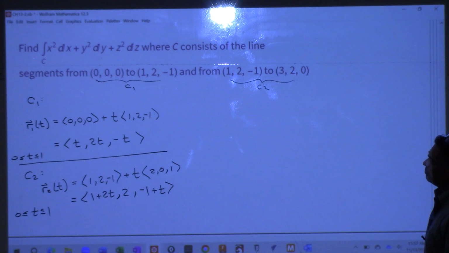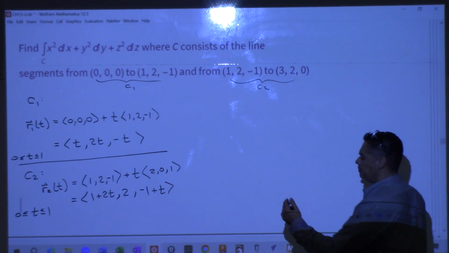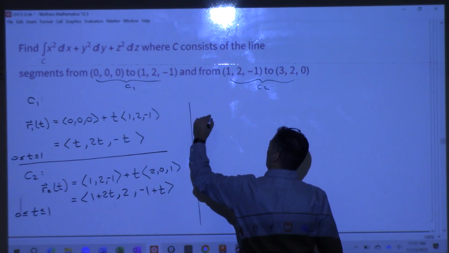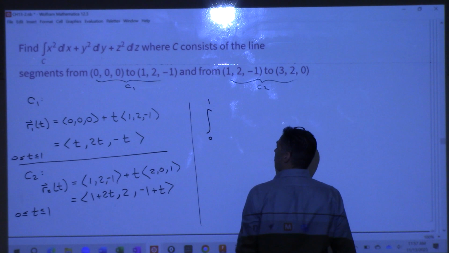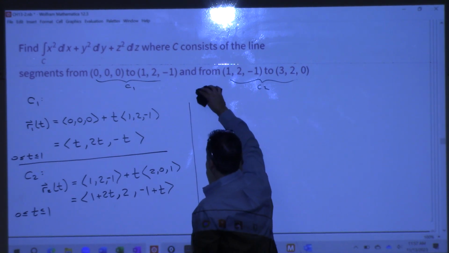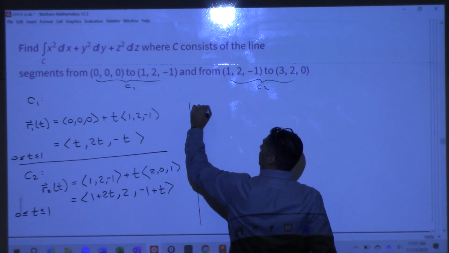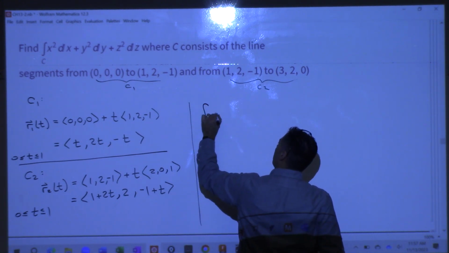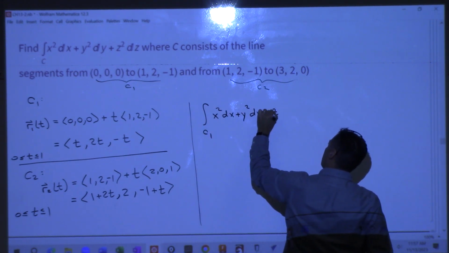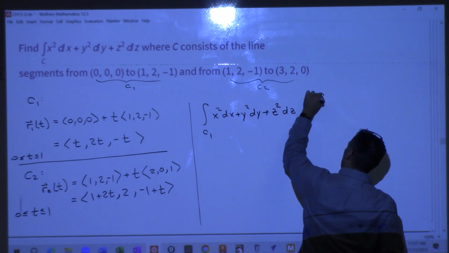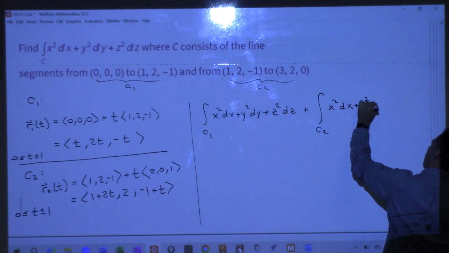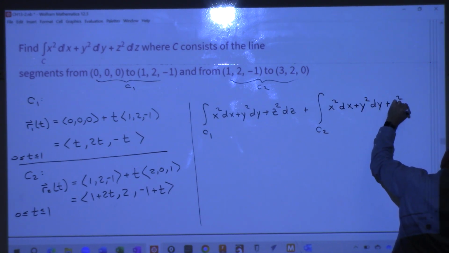Integral time? I think I have everything I need. Starting with the line integral up there, I know I'm going to go from 0 to 1. x squared. Oh, wait, hold on. Time out. I do need to do 2 of these, don't I? So integral over c1 of x squared dx plus y squared dy plus z squared dz plus the line integral over c2 of x squared dx plus y squared dy plus z squared dz.